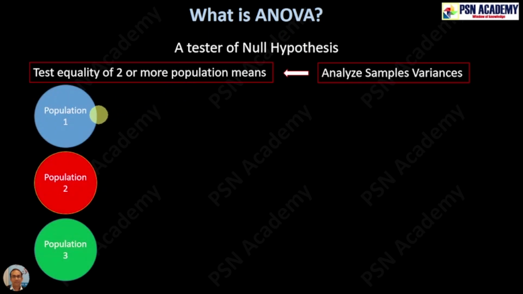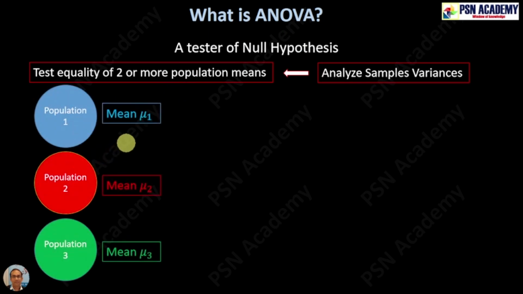For example, you have three populations like this. So population 1, 2 and 3. They have their own means, mu1, mu2 and mu3, but you do not know actually what mu1, mu2 and mu3 are. So you take the samples from these populations. This one is sample 1 from population 1, this one is sample 2 from population 2, and this one is sample 3 from population 3.